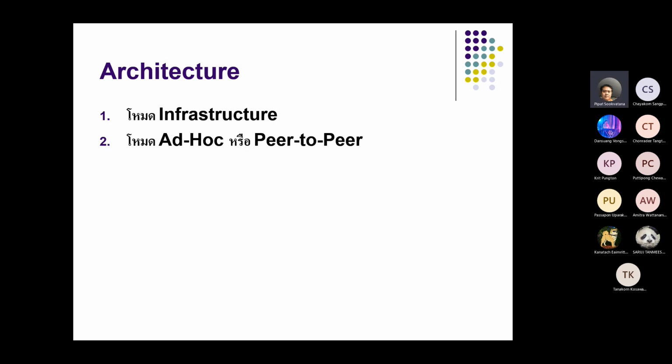If you want to send data to your mobile phone, you have to send it to the access point, and the access point has to send it to your mobile phone. So every data has to be sent to the access point, and the access point will forward it. That one is called infrastructure. Most of the Wi-Fi that we are using is infrastructure mode.